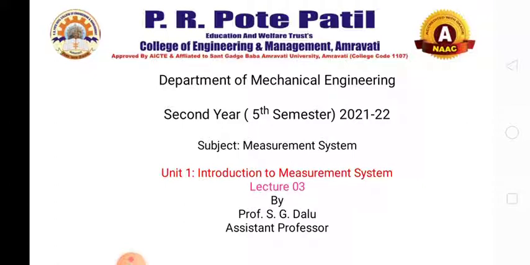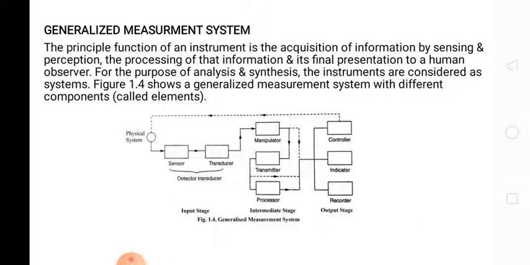Up to the previous lecture we have studied what is measurement, the different significance of the measurement system, then the different types of measurement system, that is direct measurement and indirect measurement. Then we have studied the different types of primary, secondary, and tertiary measurement system, with the help of different examples. So today we are going to study the generalized measurement system.